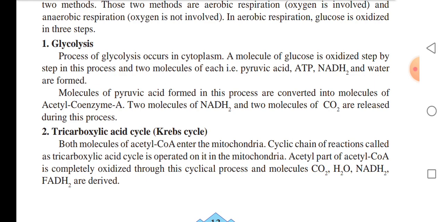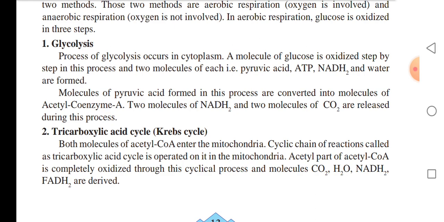A molecule of glucose is oxidized step by step. In this process, two molecules each of pyruvic acid, ATP, NADH2 and water, that is H2O, are formed. Molecules of pyruvic acid formed in this process are converted into molecules of acetyl coenzyme A. Two molecules of NADH2 and two molecules of CO2 are released during this process.